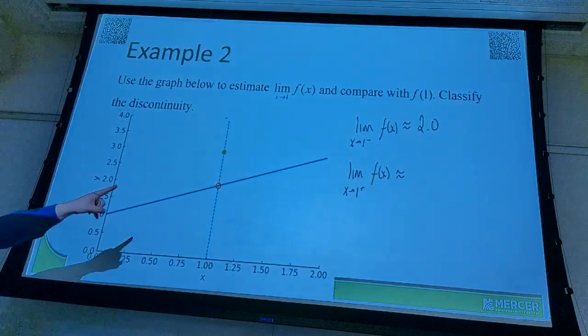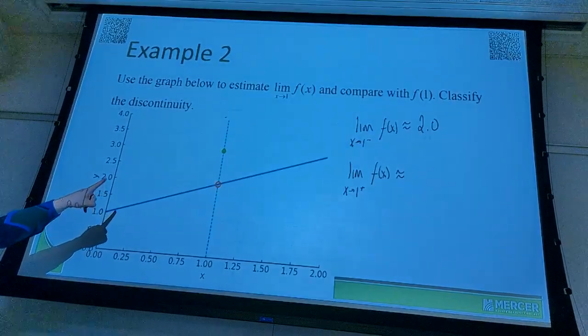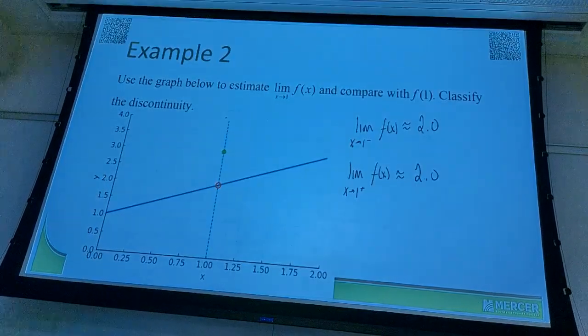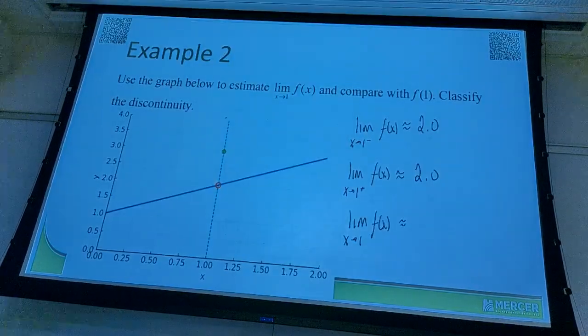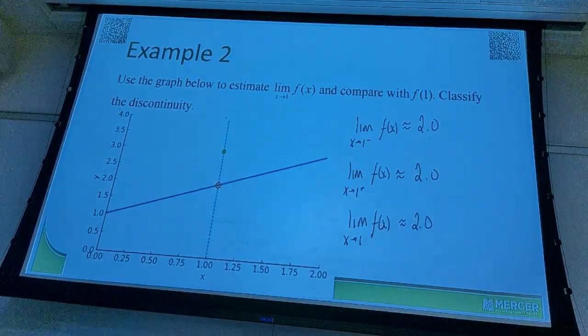Do the same thing from the right. Appears to be approaching 2 as well, right? Means our limit appears to be 2. But what does f of 1 look to be? 3.